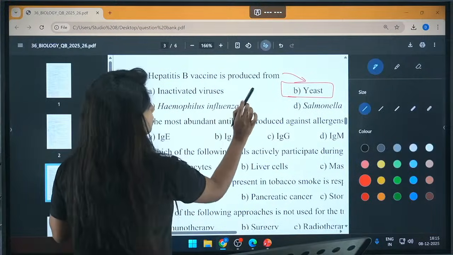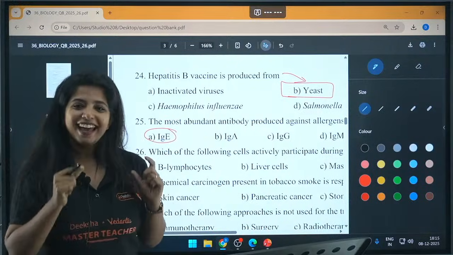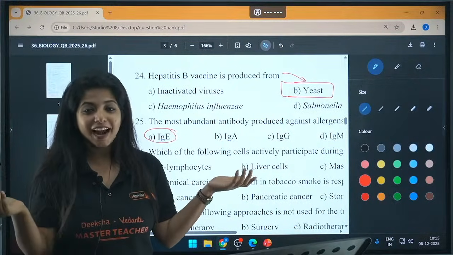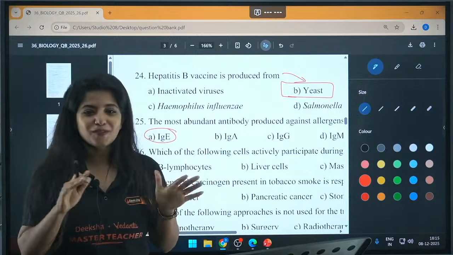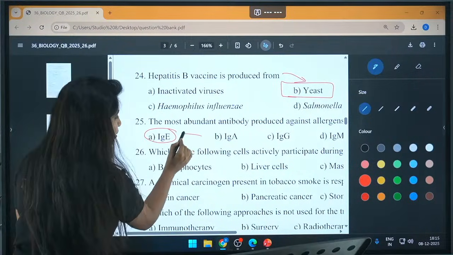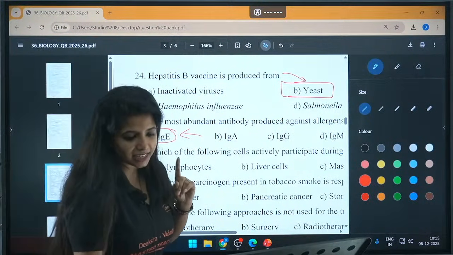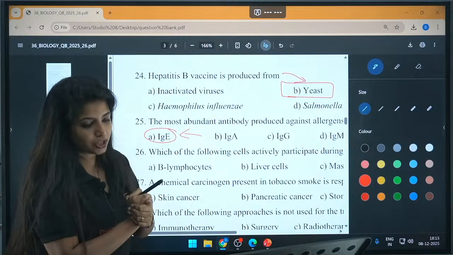And I'll tell you the way to remember it. It's super simple. Okay. In allergy, they're asking you which is the antibody which is found most. So allergy, IgE, both of them sound similar, which is why please remember it is IgE. Okay. It is IgE. Your answer for this question.